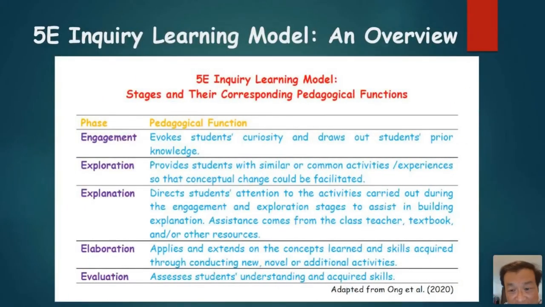All right, first of all, the 5E inquiry learning model, a very short overview. It has five phases, which are engagement, exploration, explanation, elaboration, and evaluation. In the engagement phase, the pedagogical function is that we evoke students' curiosity and draw out students' prior knowledge. In the exploration phase, we provide students with similar or common activities and experiences so that conceptual change could be facilitated. In the explanation phase, we tap on the experiences gained, and they try to build their explanation, and assistance may come from the class teacher, textbook, and other resources. In the elaboration phase, they apply and extend the concepts that they have acquired. And finally, in evaluation, we assess students' understanding and the acquired skills.